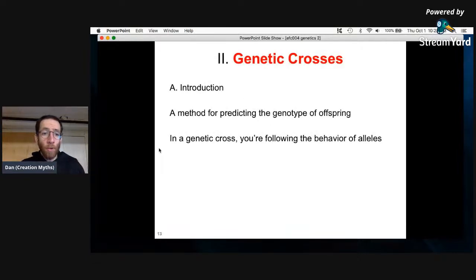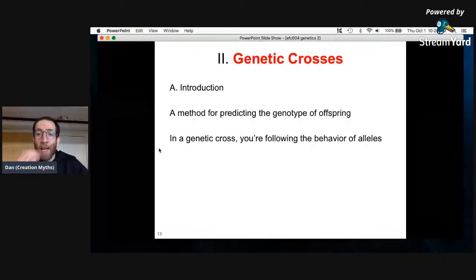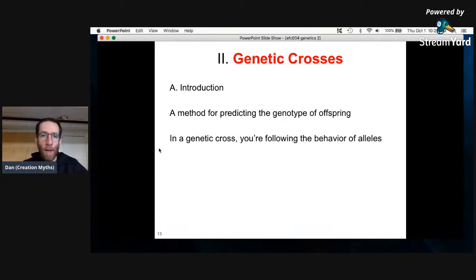So now let's talk about genetic crosses. The idea of a genetic cross is that it's a method for predicting the genotype of offspring. And when I say genetic cross here, I mean on paper. I don't mean actually crossbreeding the plants and seeing what happens. The idea is that we want to be able to make predictions. So what you want to do is follow the behavior of alleles and then figure out what's going to happen in the next generation or the generation after that.